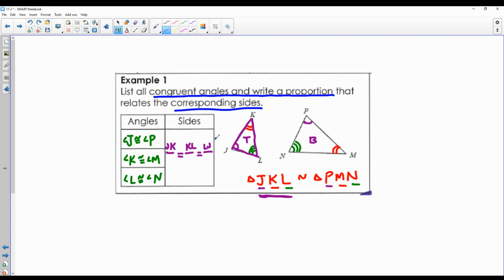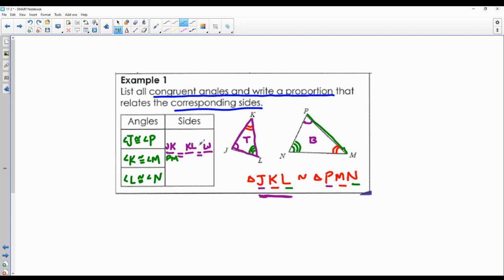Okay, now it does matter which side this JK lines up to. Notice JK was my side that was between my 1 tick and my 2 ticks. So I'm going to come over here to this triangle and find the side between my 1 tick and my 2 ticks right there. So that's the side between P and M, or MP, whichever one you want to write first. P and M right there.